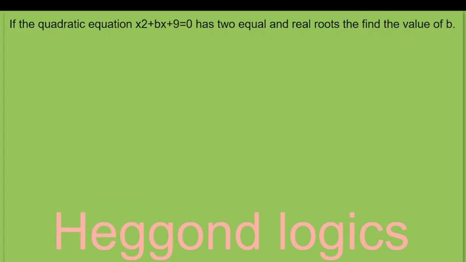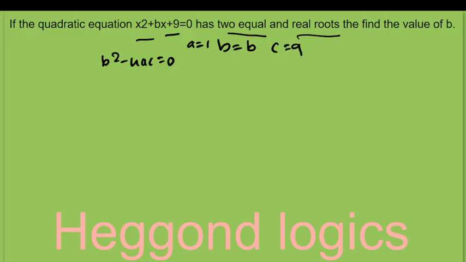Move to the next question. If the quadratic equation x square plus bx plus 9 is equal to 0 has 2 real and equal roots. Here also the roots are real and equal. That means b square minus 4ac is equal to 0. In this quadratic equation, a is equal to 1, b is b and c is equal to 9. Put the a, b, c values in this expression. b square as it is, minus 4 into a is 1 and c is 9, that is equal to 0. b square minus 4 into 9 is 36, equal to 0.